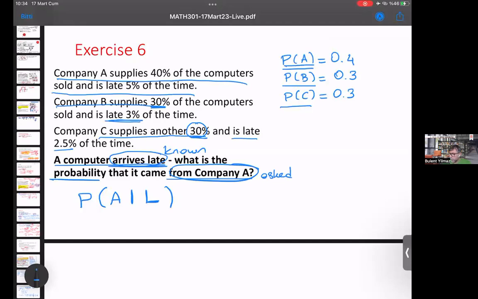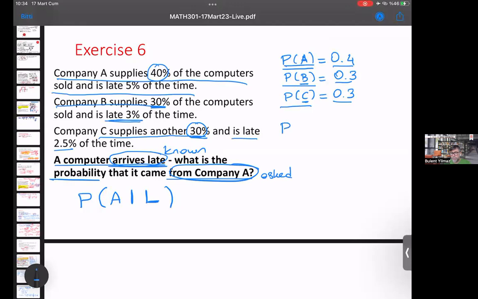How can I say this in a sentence? Probability of obtaining a computer from company A is 0.4. Probability of obtaining a computer from company B is 0.3. Probability of obtaining a computer from company C is 0.3. These are given. What are the other things that are given?